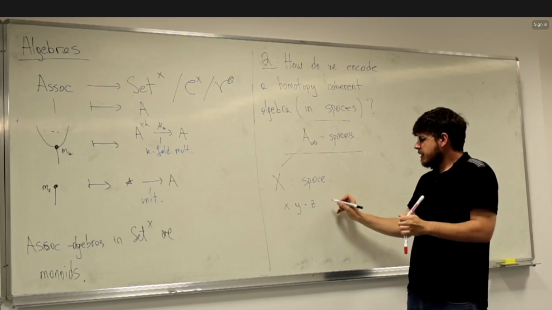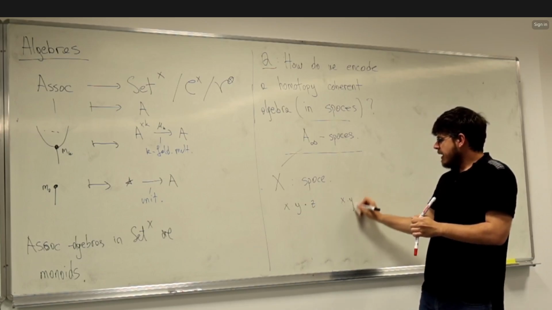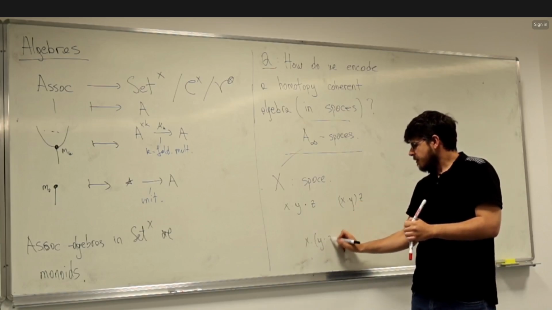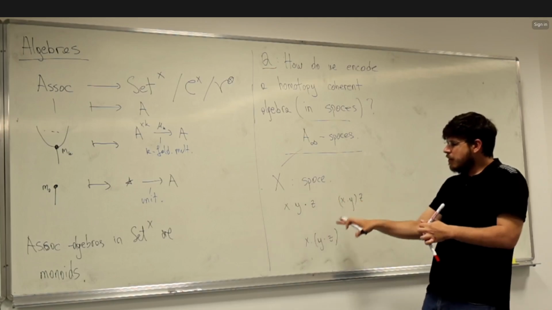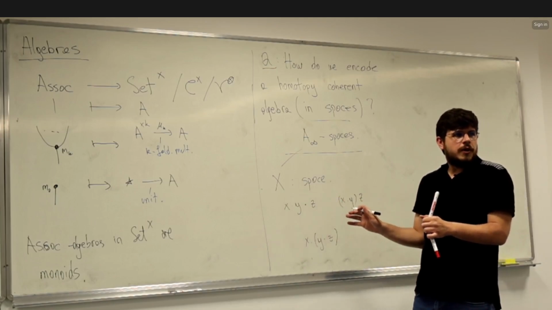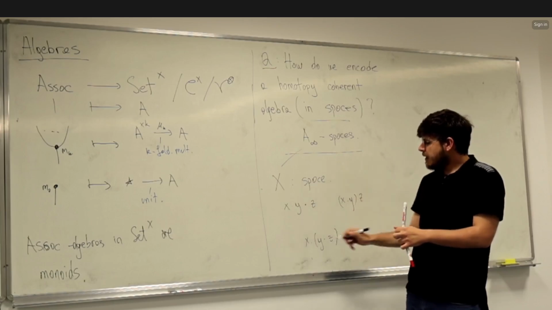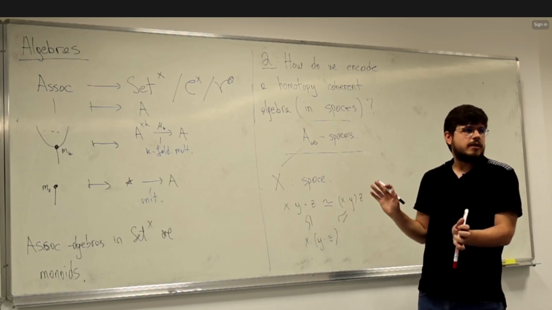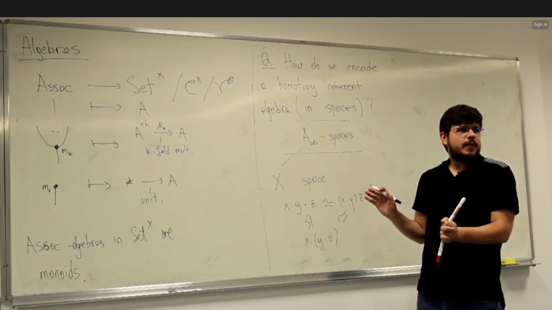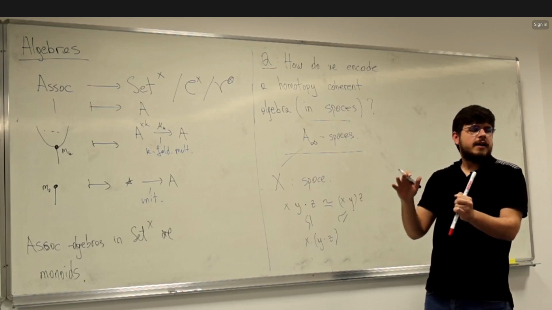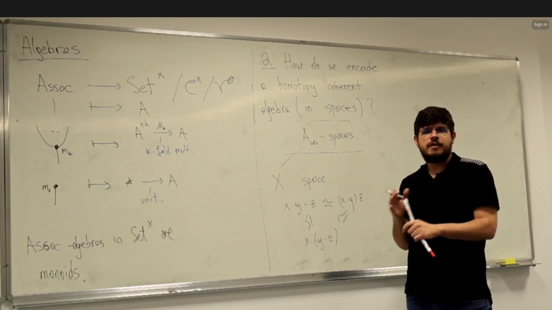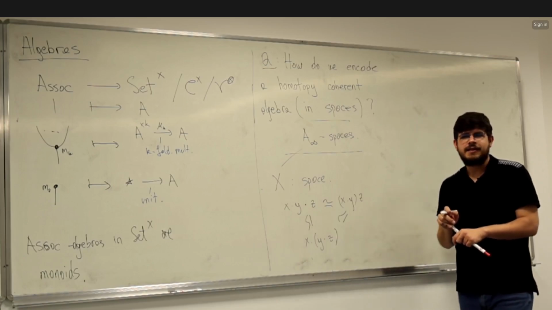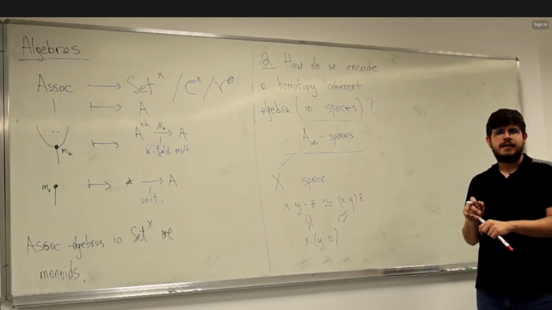So for instance, in a monoid these three are equal, but in an A infinity space, these are just homotopic things. The canonical example is the loop space of a pointed topological space. Yeah. It's a generalization of the H space.